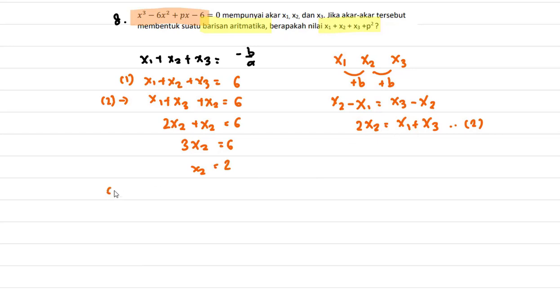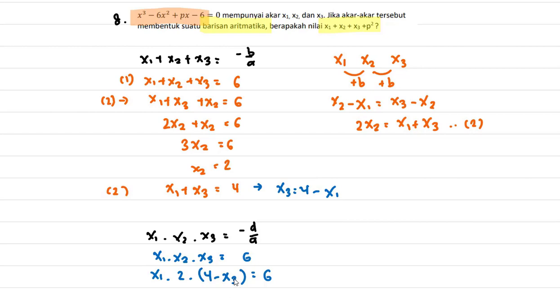What next? With the relation 2x2 from the second equation, we know that x1 plus x3 is 2 times 2, which is 4. Next, we will use other formulas. I need one more relation to relate x1 and x3, so I can find the roots. I will use the product of the roots, x1 times x2 times x3, which is minus d per a. The product of the three roots is 6. Then I substitute x3 with 4 minus x1, so the third equation is all in terms of x1. I have x1 times 2 times 4 minus x1 is 6, so I have 8x1 minus 2x1 squared minus 6 equals 0.